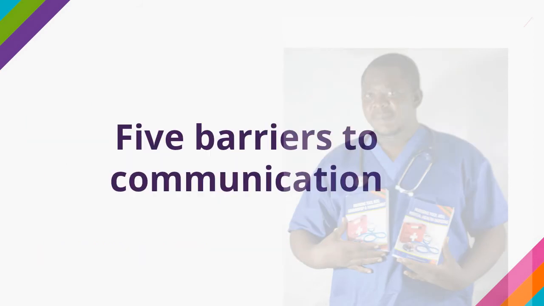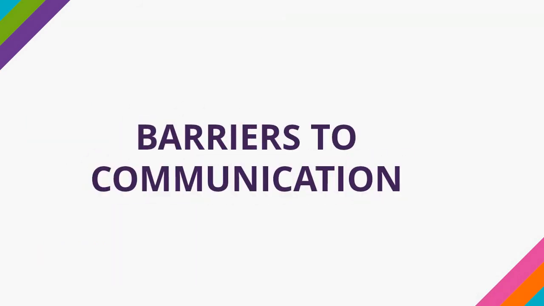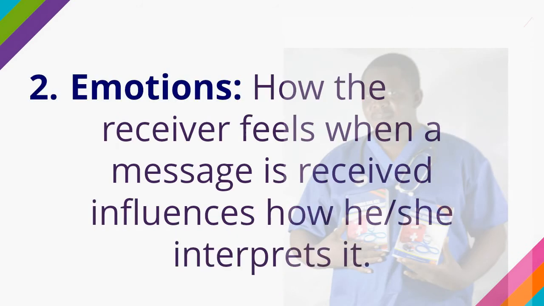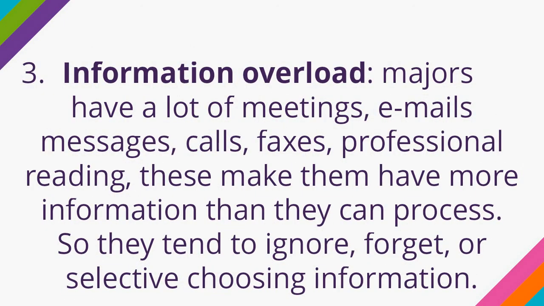5. Barriers to communication. 1. Filtering. Deliberate manipulation of information to make it appear more favorable to the receiver. 2. Emotions. How the receiver feels when a message is received influences how he or she interprets it. 3. Information overload. Managers have a lot of meetings, emails, messages, calls, faxes, professional reading. These make them have more information than they can process. So they tend to ignore, forget, or selectively choose information.